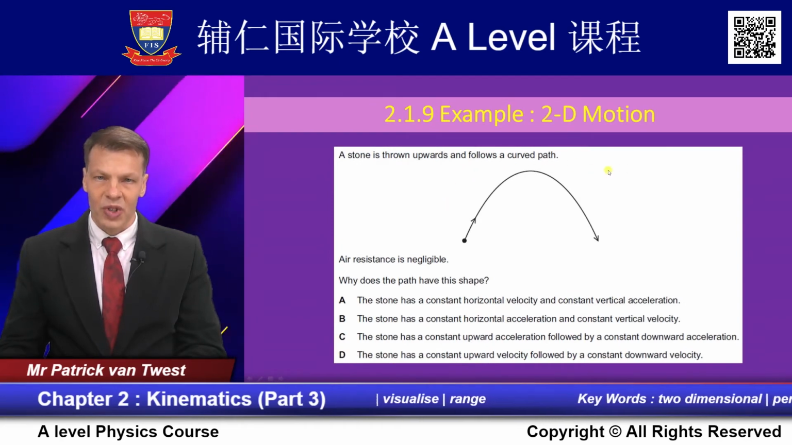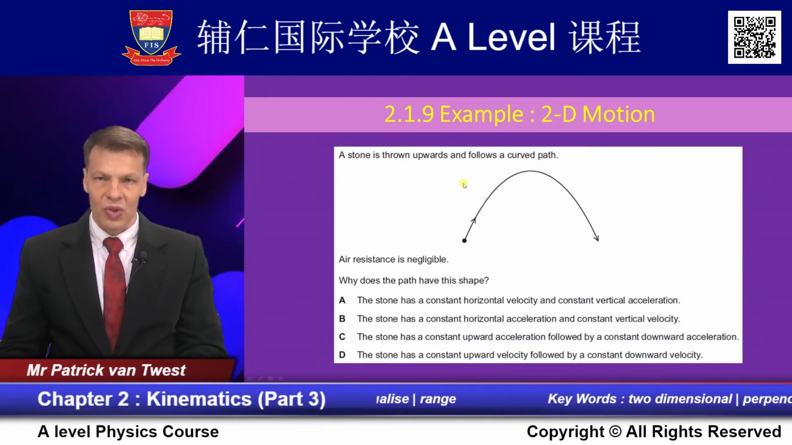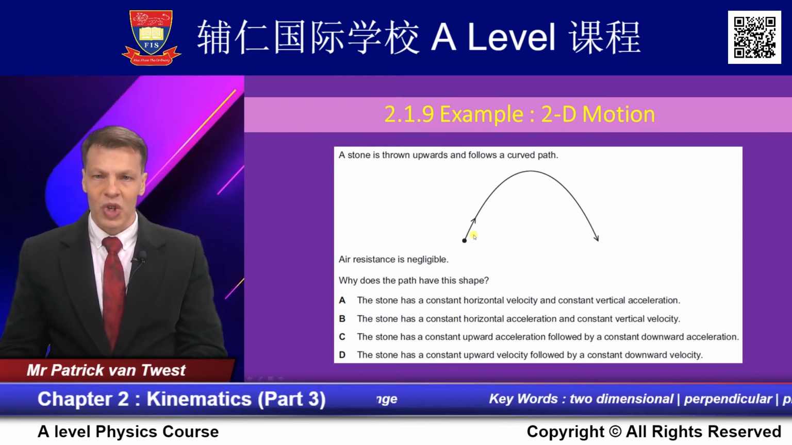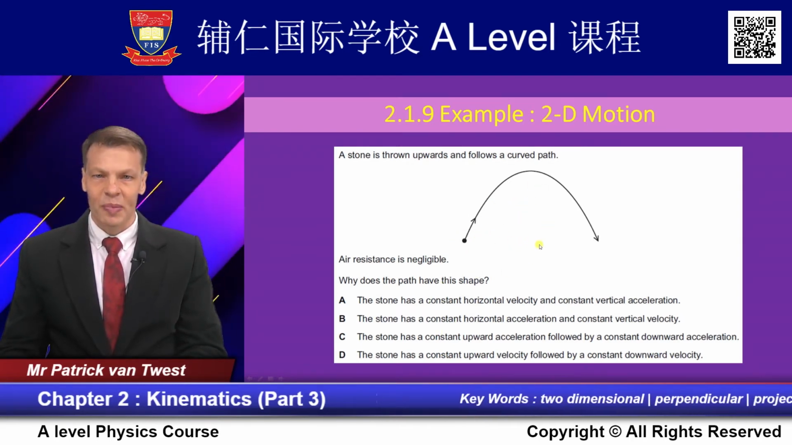Okay, here's a final question. Quite a good question to go through. Just read through this one, and you've got 4 choices. See which one you would choose. So maybe press pause and try this one.